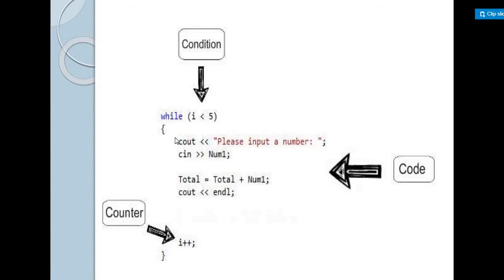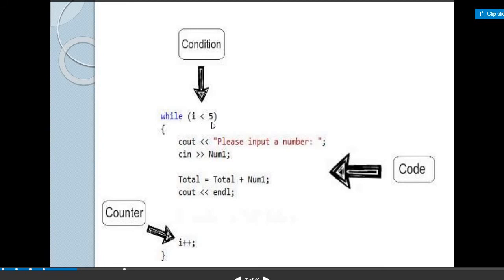Next, here is an example. We can see the condition: while i < 5. Then, please input the number, say num; total = total + num; cout; and i++, this is the end. So this is the counter, this is the updation. The condition is tested in the entry part of the loop. That is why, while i is less than 5, it is executed.